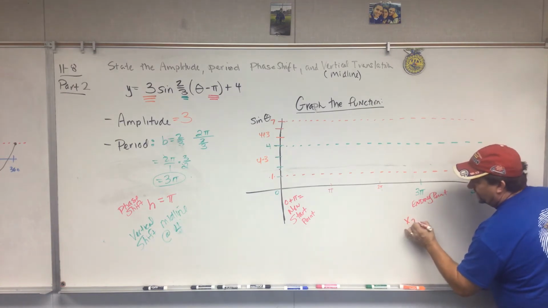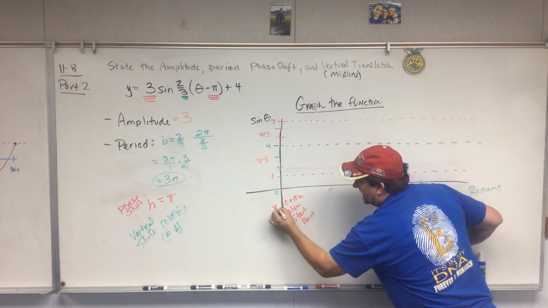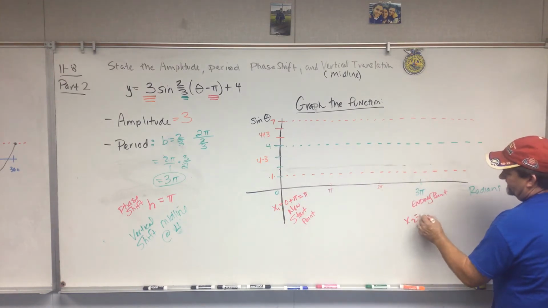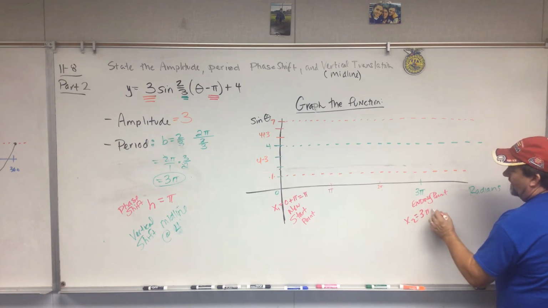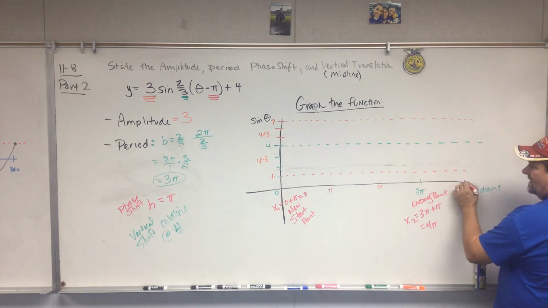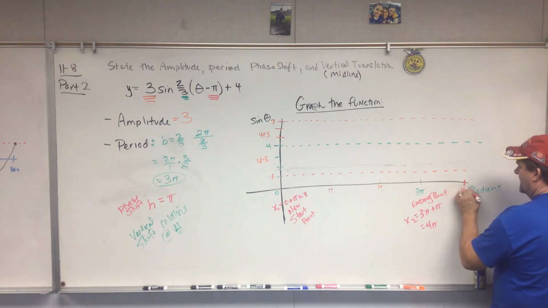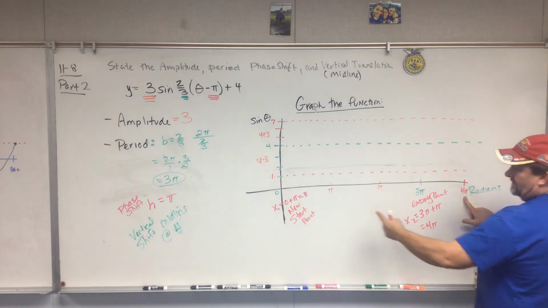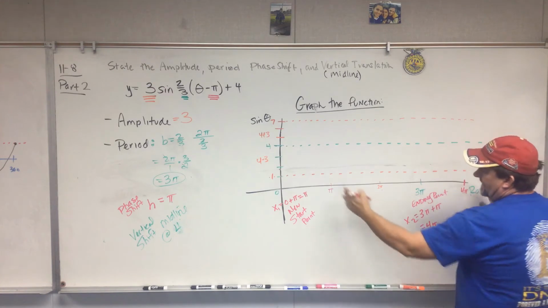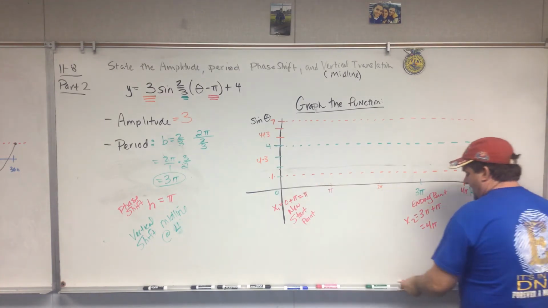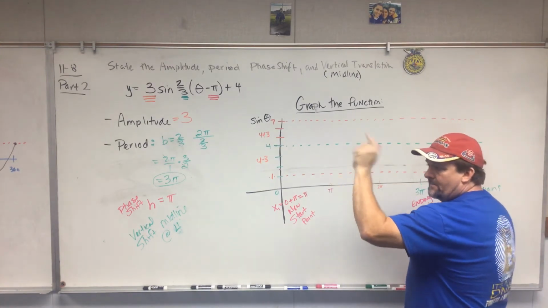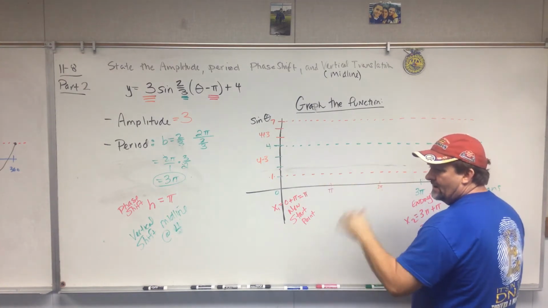My new ending point, which is my x2, and we can call this x1. So x1 is going to be pi. My new x2 is going to be 3 pi plus pi, which is 4 pi. So if I move over here, I'm going to go to 4 pi. My period is still 3 pi, because 4 pi minus pi, but I shifted it this way, pi. What does sine do? Sine goes midline, maximum, midline, minimum, midline.